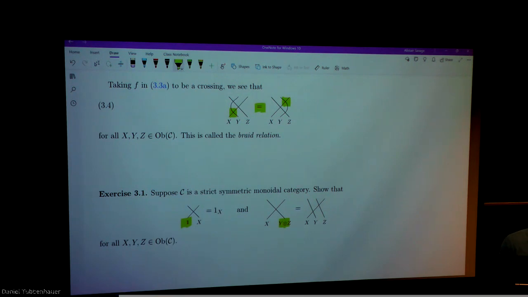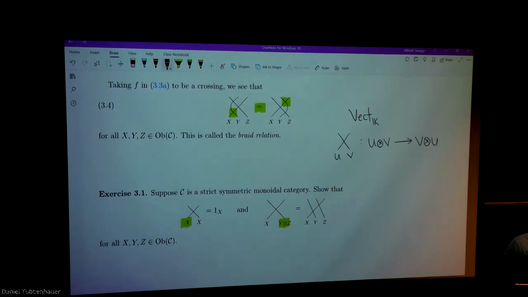Okay, so an example that you should keep in mind of a symmetric monoidal category is vector spaces over some fixed field, K. Again, modulo this slight issue because it's not a strict monoidal category. If you pretend it's a strict monoidal category, then your crossing is a swap from U tensor V to V tensor U. Usually we'll write this as the flip of U and V. It just takes two vectors, little u tensor little v, and sends it to little v tensor little u, and then you extend that linearly.